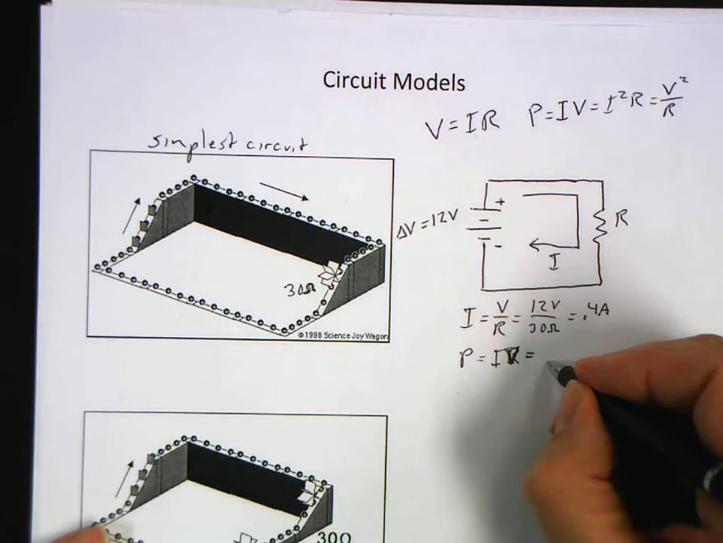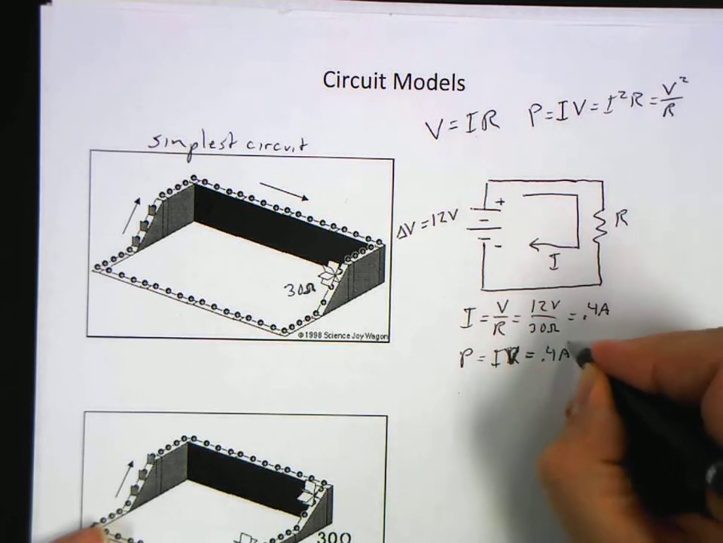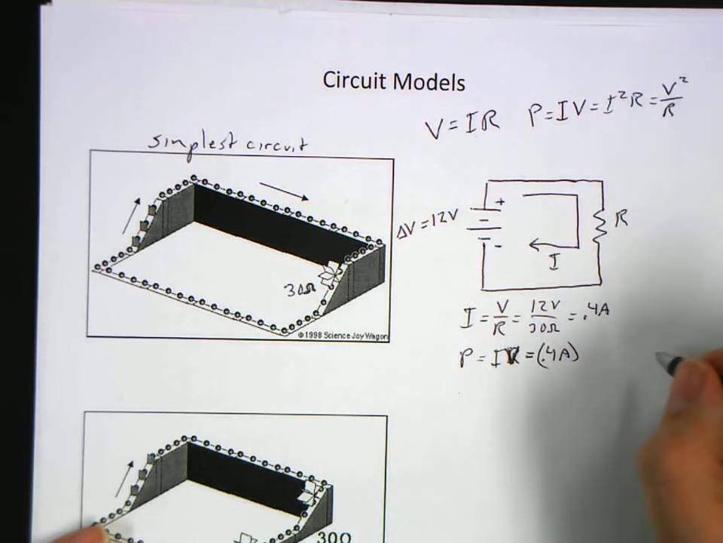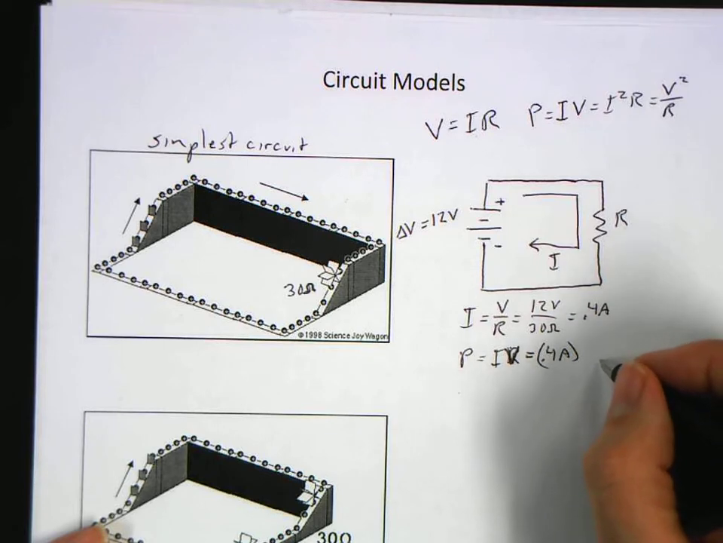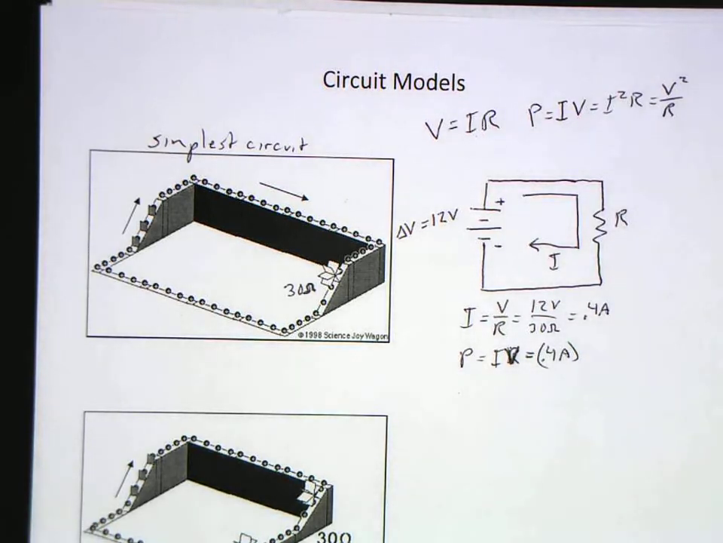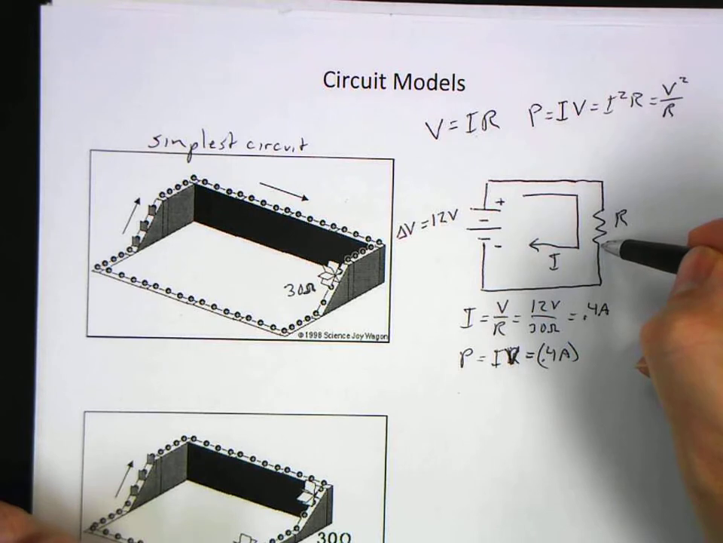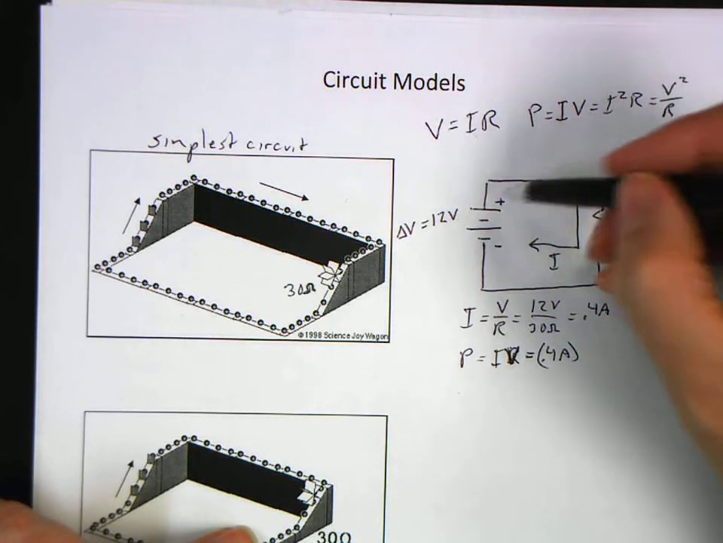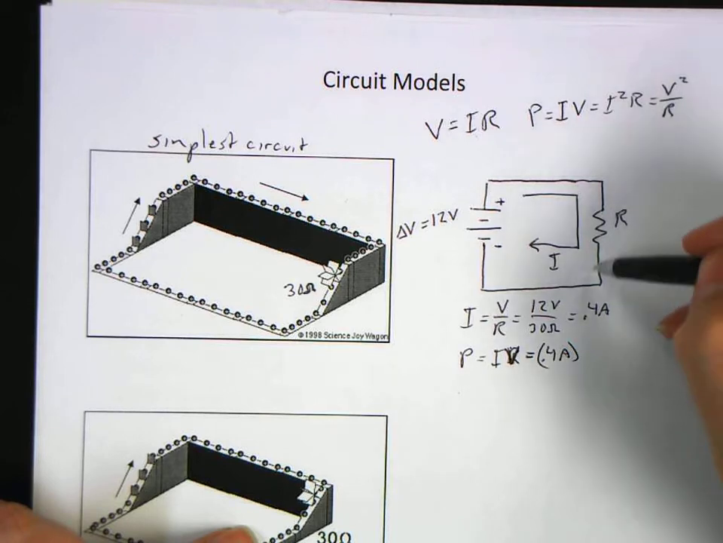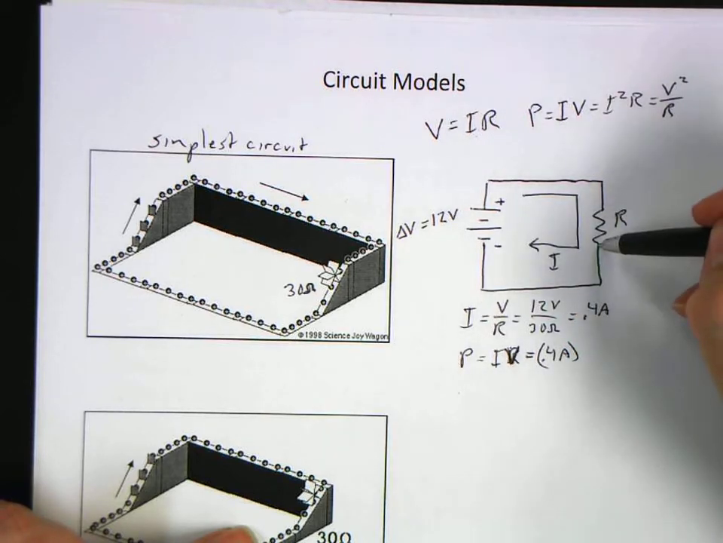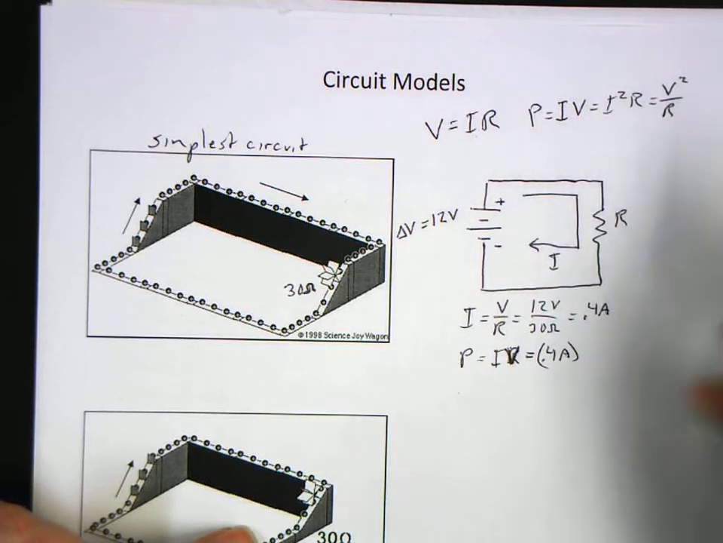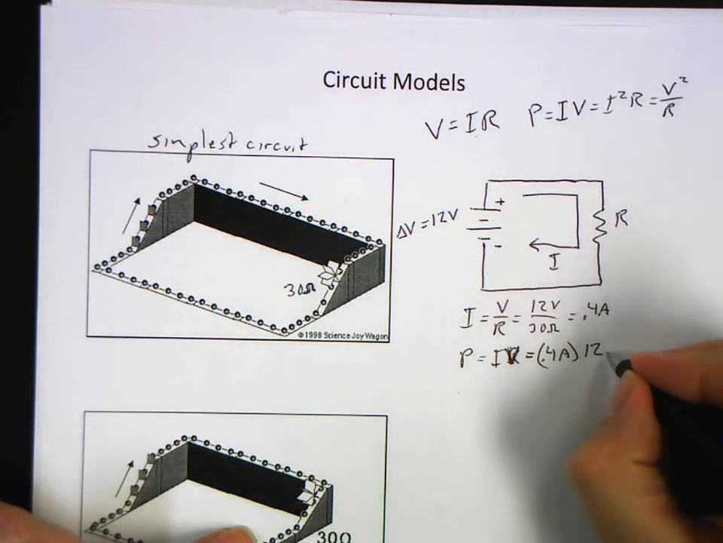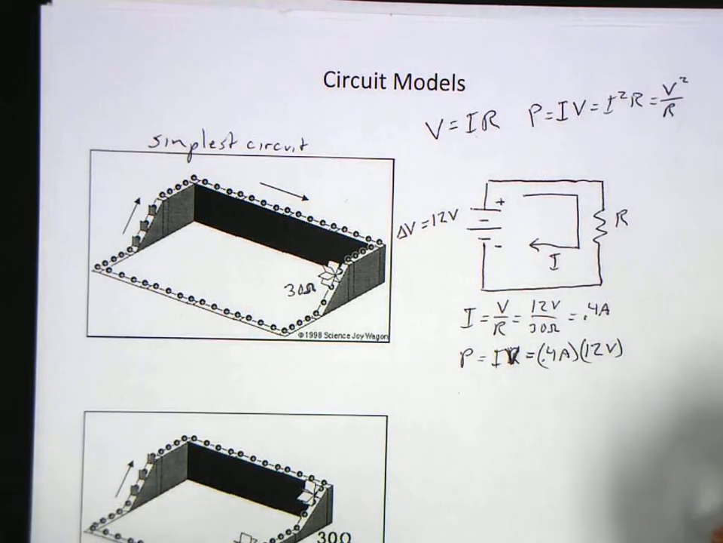Which would be 0.4 amps times our voltage. Now hold on a second. We never figured out what the voltage is across the resistor. If it's going up by 12 and it goes through one resistor, this wire is all at positive 12, this wire is all at 0, so it's dropping through 12 volts. So we also have a 12 volt drop across the resistor.